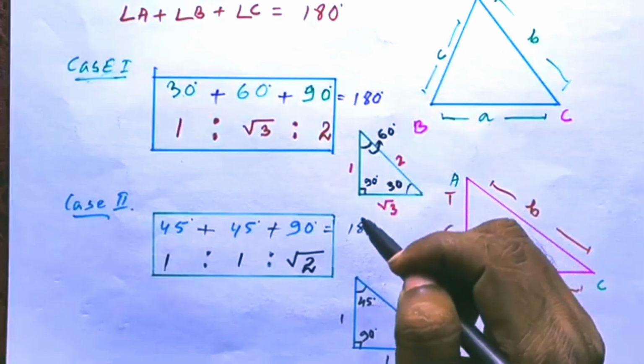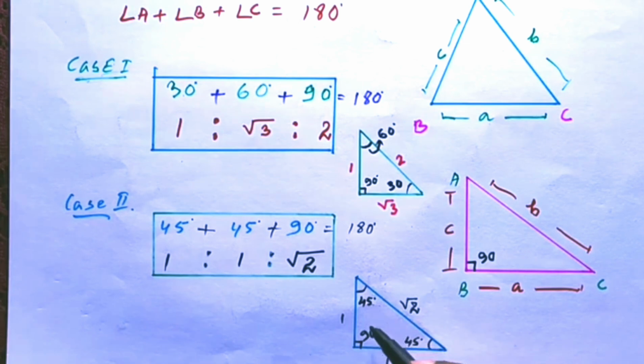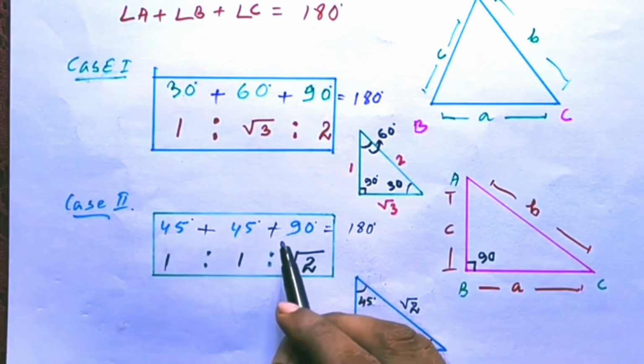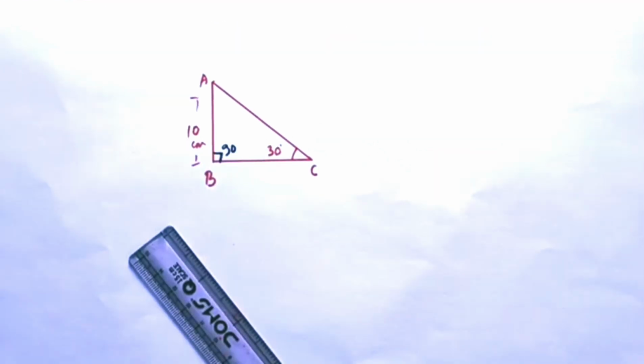Let us see the other case, case 2. If one of its angles is 45 degrees, another one will also be 45 degrees. So the total will be 45 plus 45 plus 90, which is 180 degrees. The side ratio will be 1 : 1 : √2. Let us cite an example.